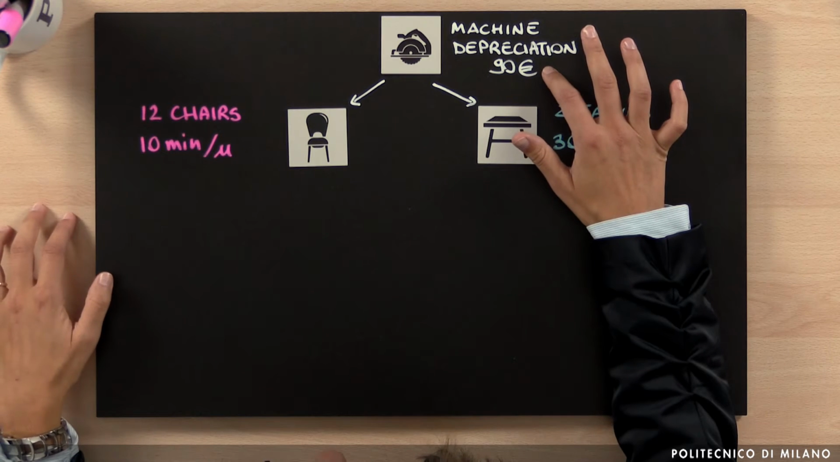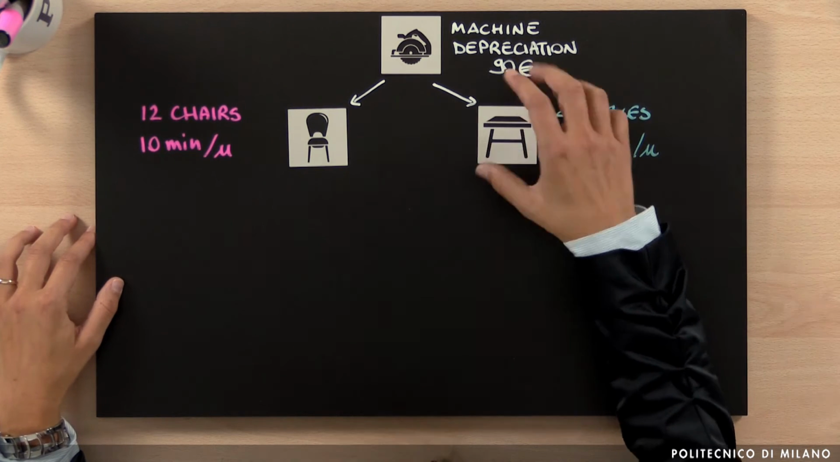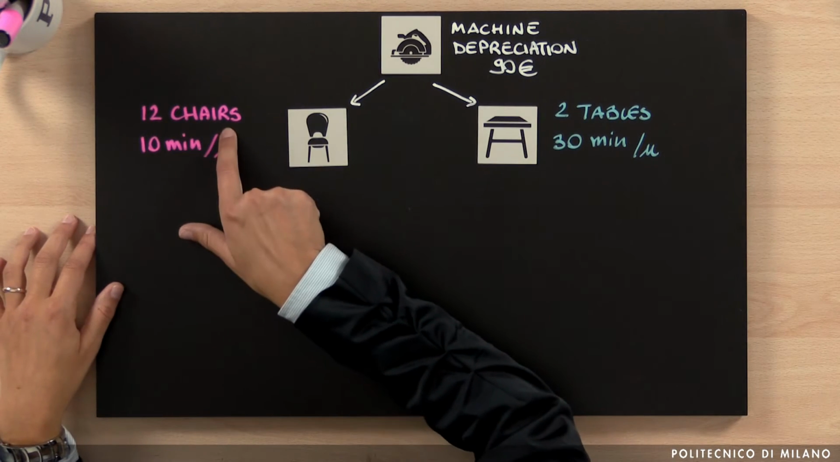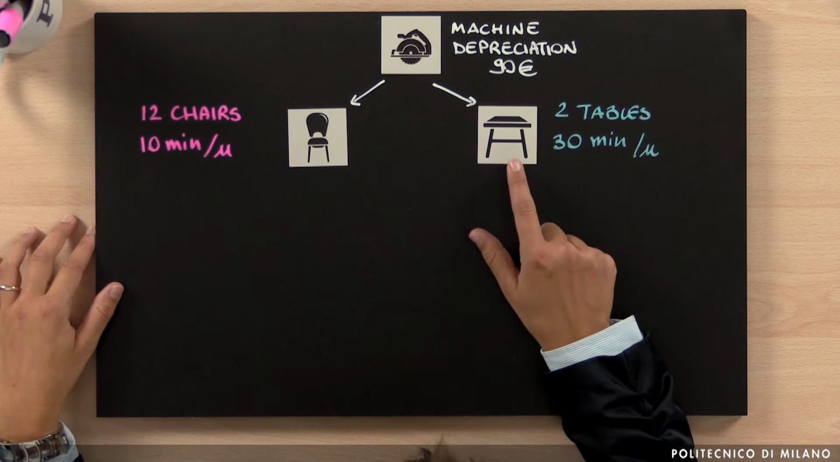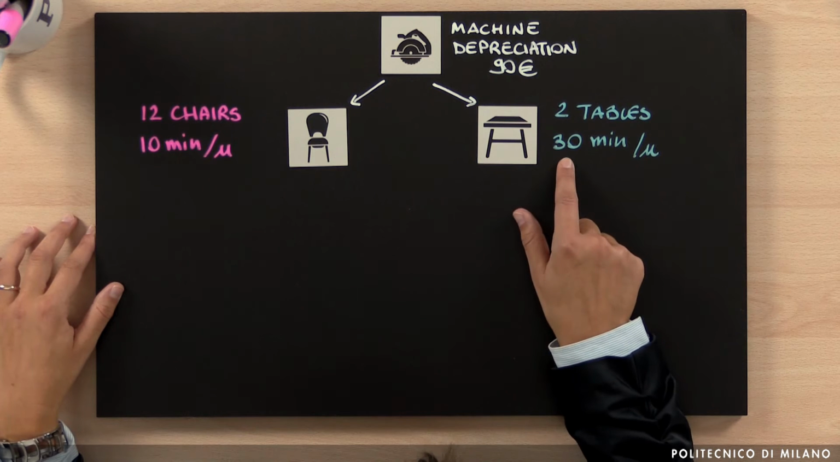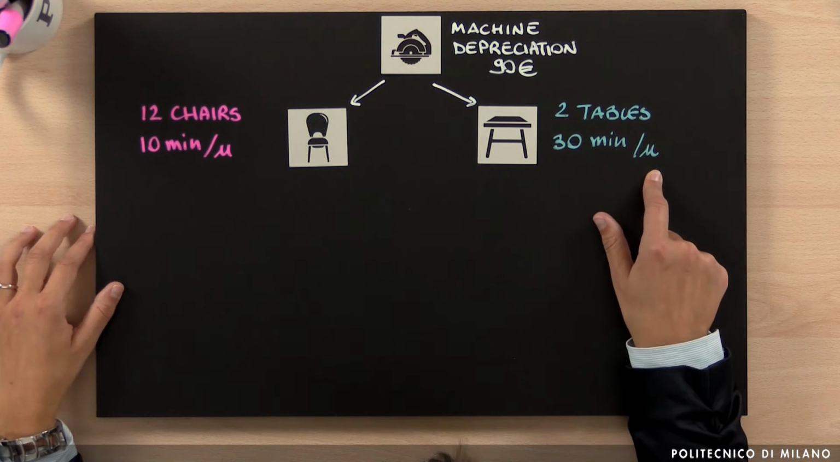Specifically, in the period that we are analyzing, we have the overhead that we want to assign, which is the machine depreciation, whose value is 90 euros. And the machine is used to produce 12 chairs, and we need 10 minutes in order to realize one unit. And at the same time, we are realizing 2 tables, and we need 30 minutes in order to realize one unit. This is the value of our overhead, and we want to share this value between the two different products. We need to allocate this resource.